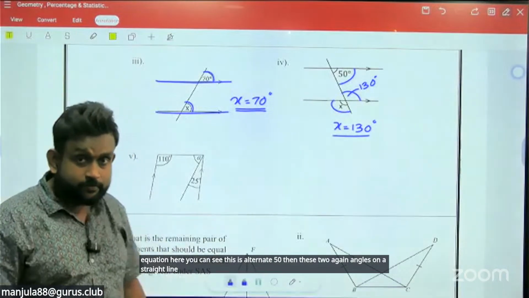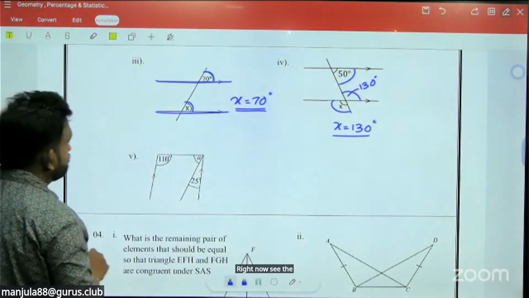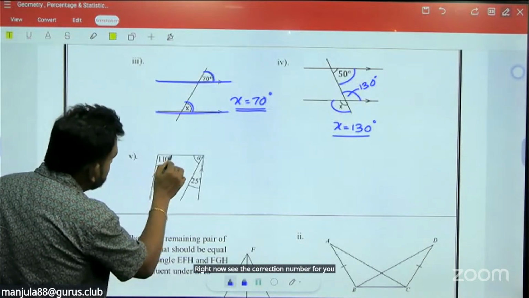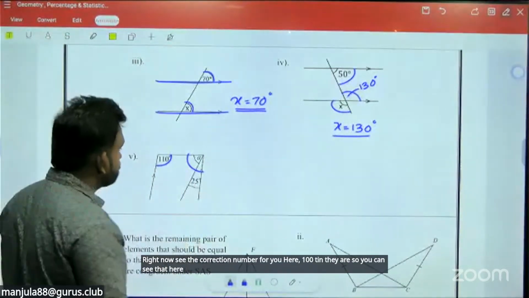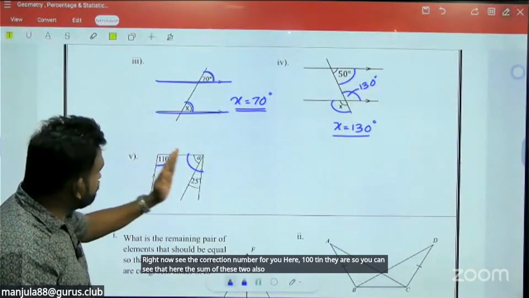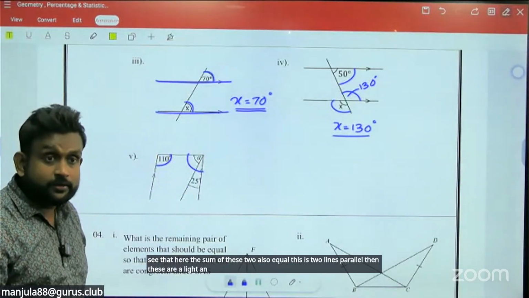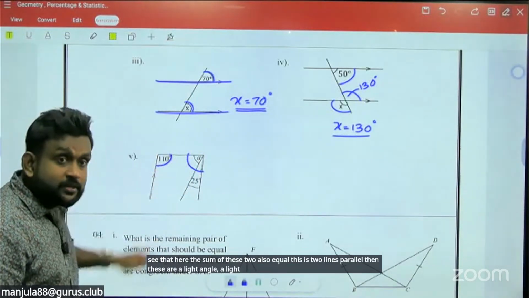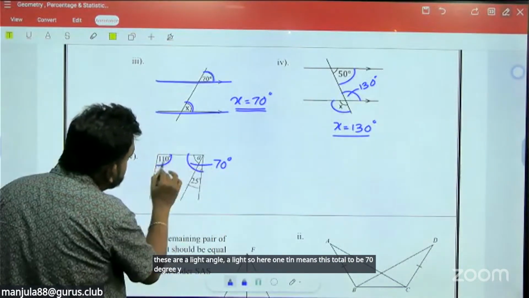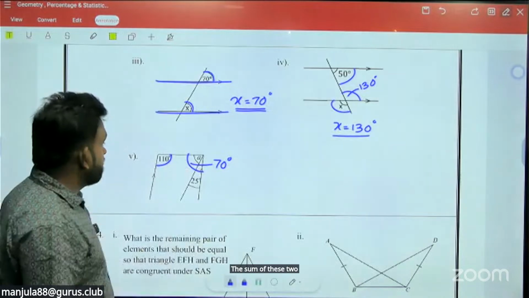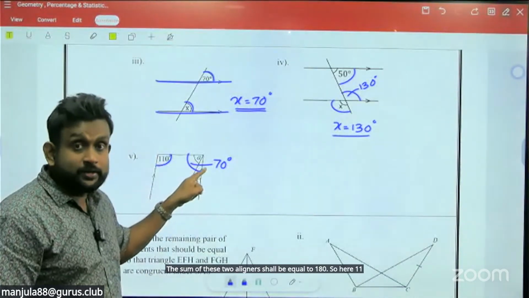They can add up. Fine. Right. Now see question number 5. Here 110, so you can see that the sum of these two is also equal. These are two parallel lines, then these are allied angles. Allied. So here 110 means this total should be 70 degrees. Why? The sum of these two allied angles shall be equal to 180. So here 110 means here should be 70.